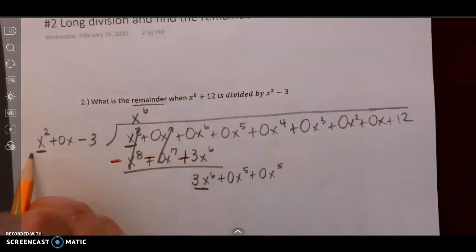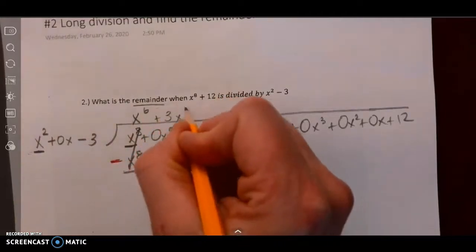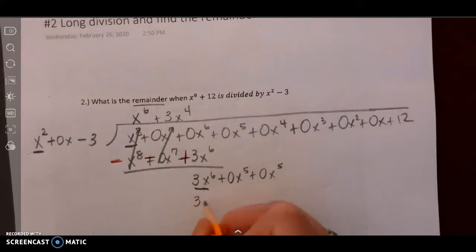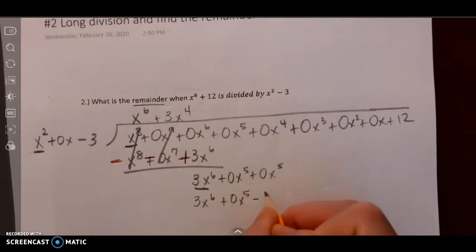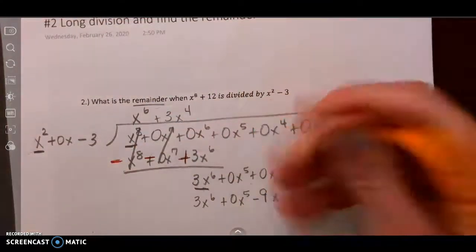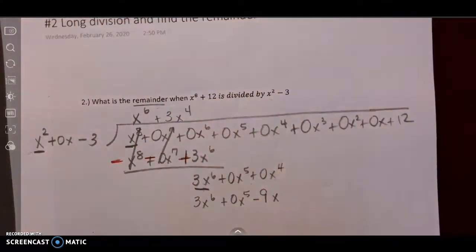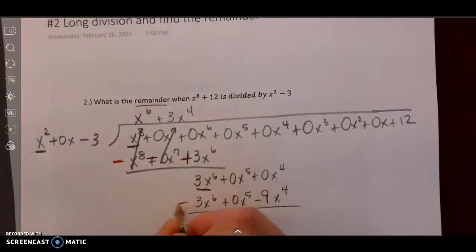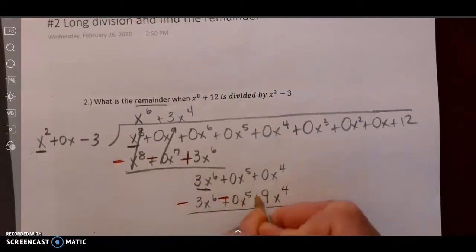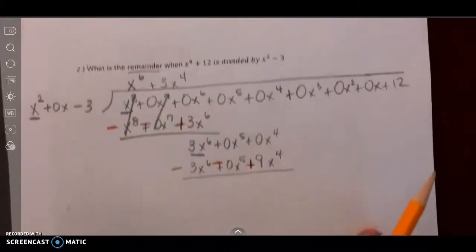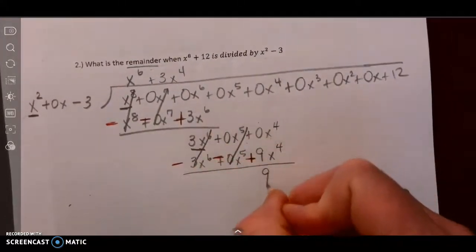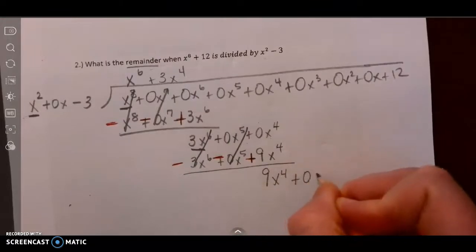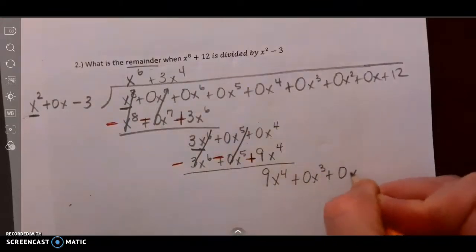Focus on the first. 3x to the 6th divided by x squared is 3x to the 4th. So I get 3x to the 6th plus 0x to the 5th minus 9x. Oh, this was x to the 4th. Sorry, I didn't mean to carry that down. Carry it on. I'm going to subtract, so I change my signs. And since I changed my signs, I can simply add. And once again, I'm going to need to carry 2 down.